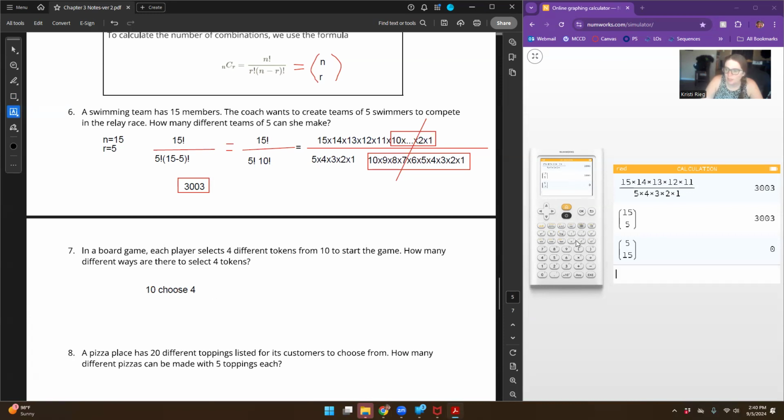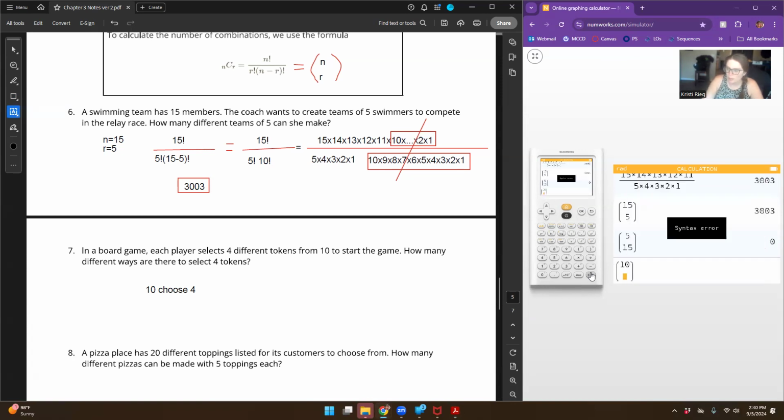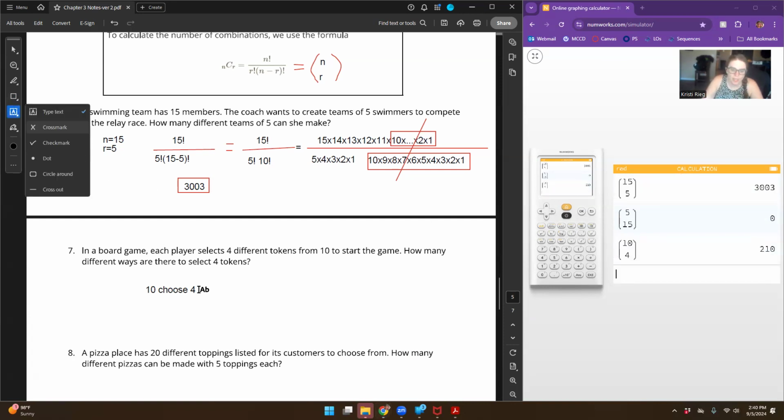But if we're using this calculator over here, I'm going to go to my toolbox. I'm already ready with my combination. 10. Ooh, I hit enter. I didn't like that. Let me hit it down. 10, 4, and I get 210 as my answer.